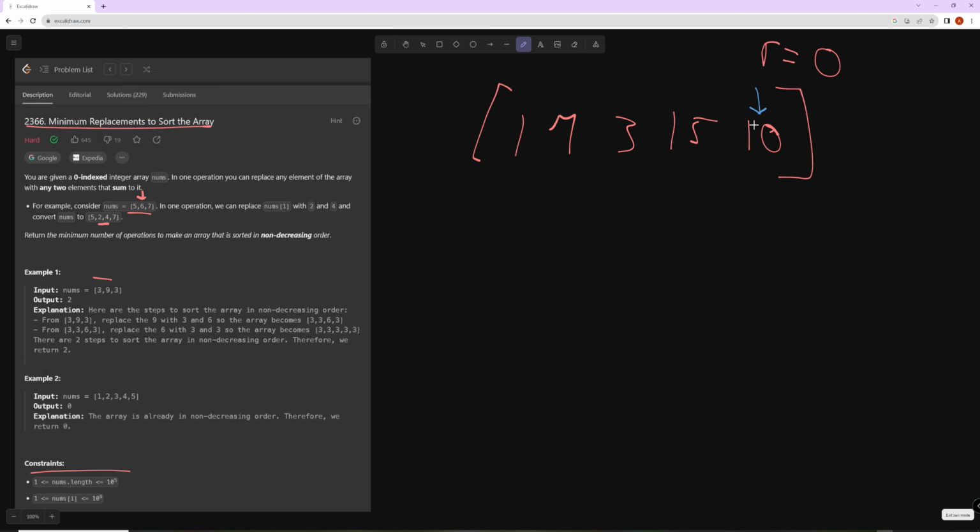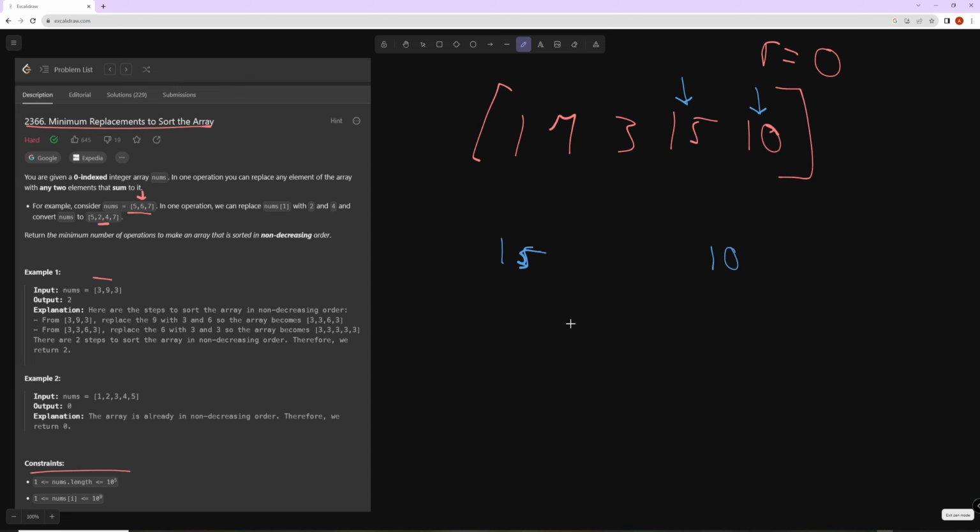For this 10, there's nothing to the right of it, so this 10 is technically sorted. Now for this 15, the problem is it's bigger than 10. So we need to break it down into elements that are smaller than 10, but we also need to break it down in as few operations as possible. So we have a 10 and we have a 15. We need to break down this 15 into elements that are smaller than 10, in as few operations as possible.